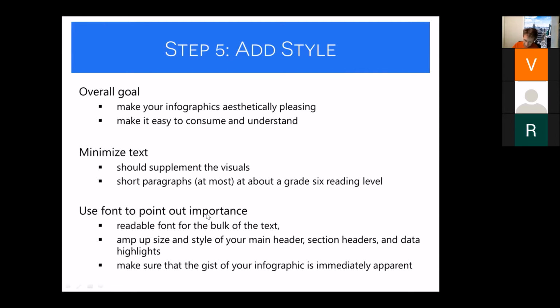Then use font to point out importance: a readable font for the bulk of the text. Amp up the size of the main header, the section headers and data highlights. And make sure that the gist of your infographic is immediately apparent, to really show what it's all about. That's basically the key.